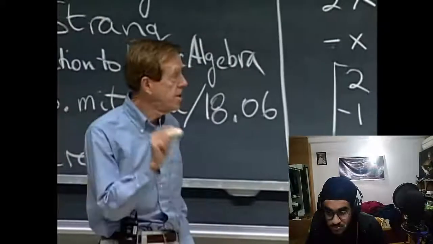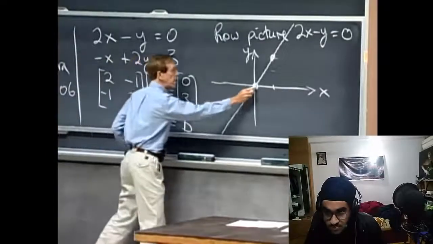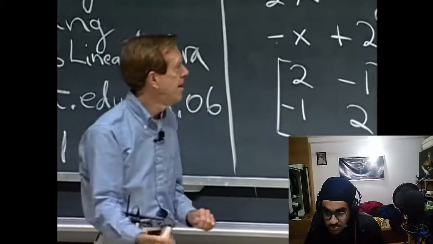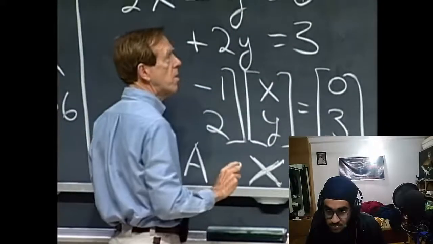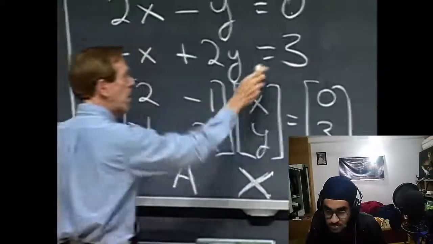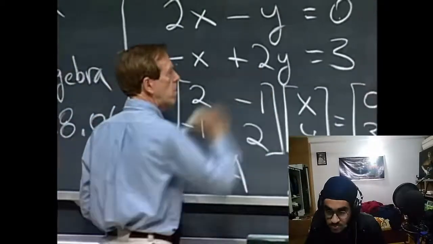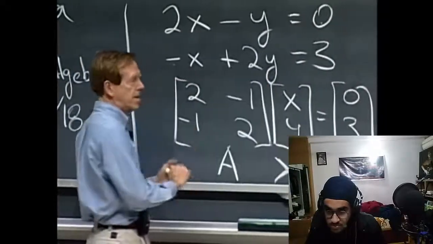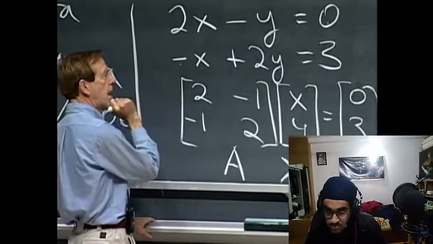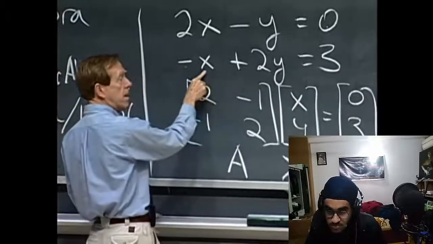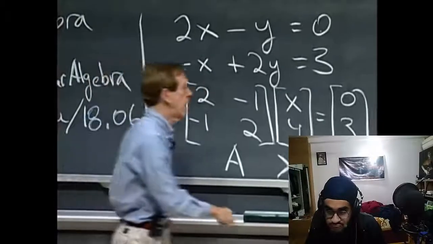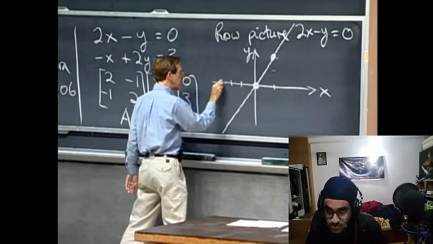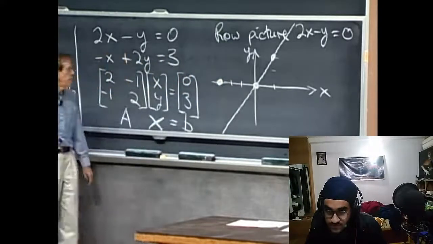Now the second one is not going to go through the origin. It's always important: do we go through the origin or not? In the first case, yes, because there's a 0 over there. In this case, we don't go through the origin because if x and y are 0, we don't get 3. So let me again say, suppose y is 0. What x do we get? If y is 0, then x is minus 3. So there's one point on this second line.